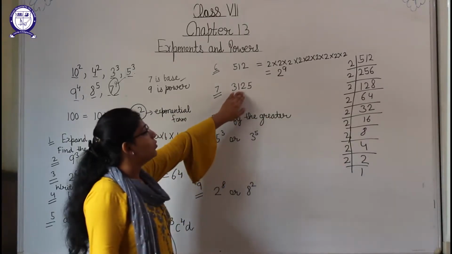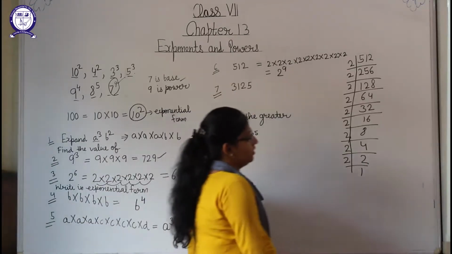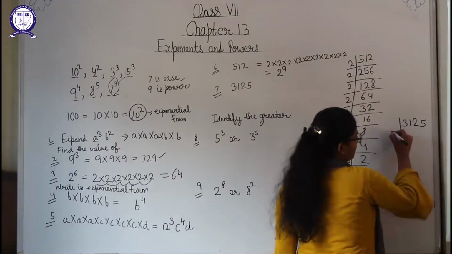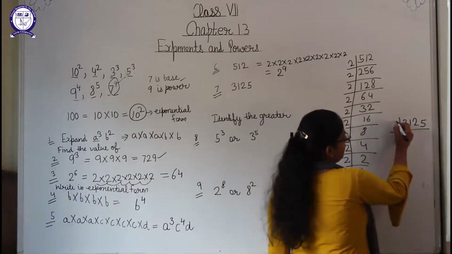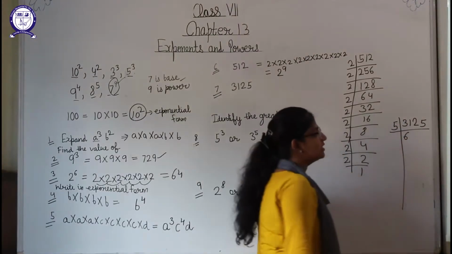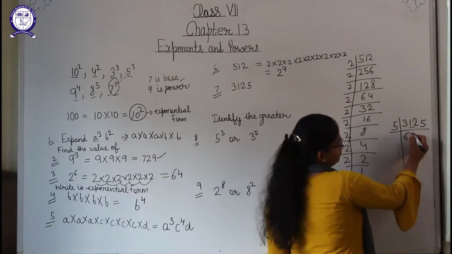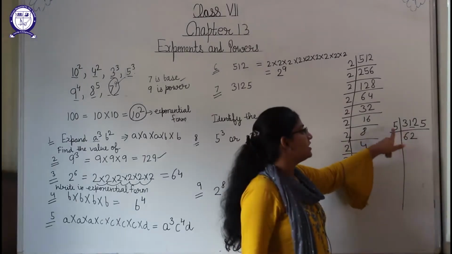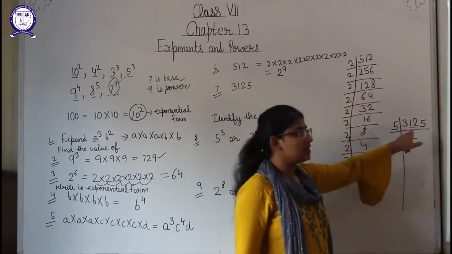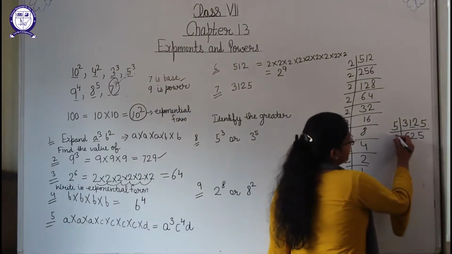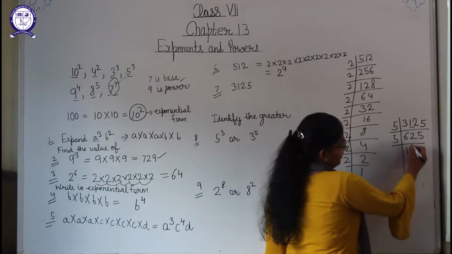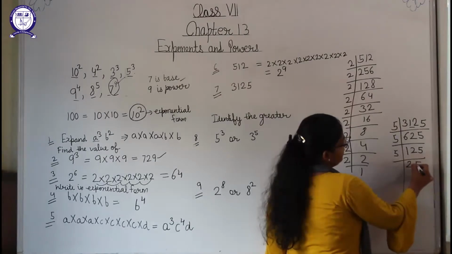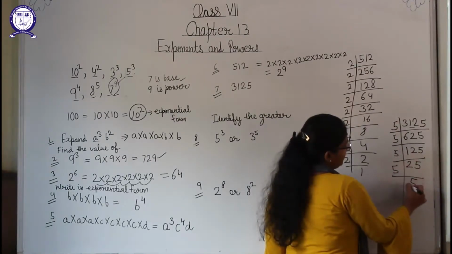Now the next one is 3125. Again we will do the prime factorization. 3125 can be divided by 5. So we will write 5, then 625. Again we can divide by 5, giving 125. Then again by 5, giving 25. Then again by 5, giving 5. Then again by 5, giving 1.